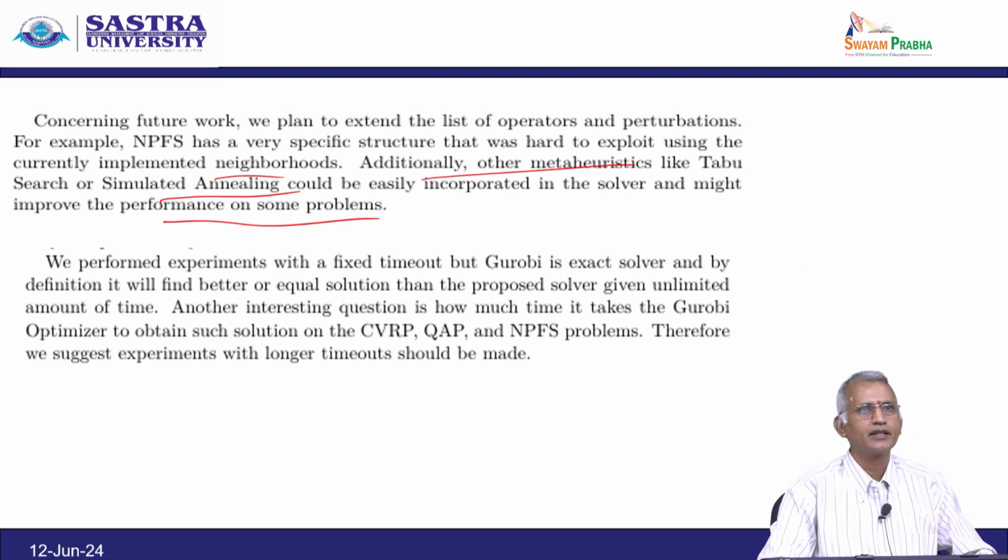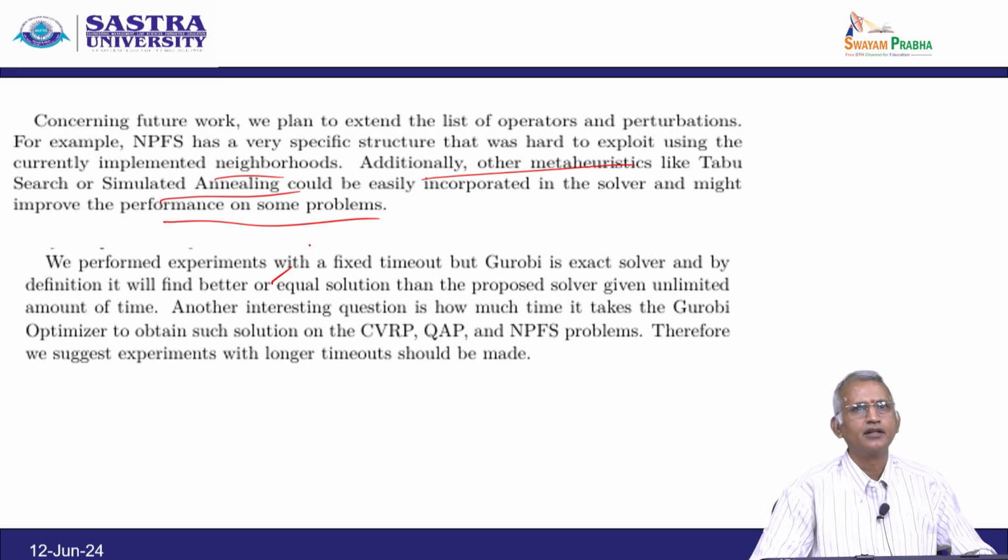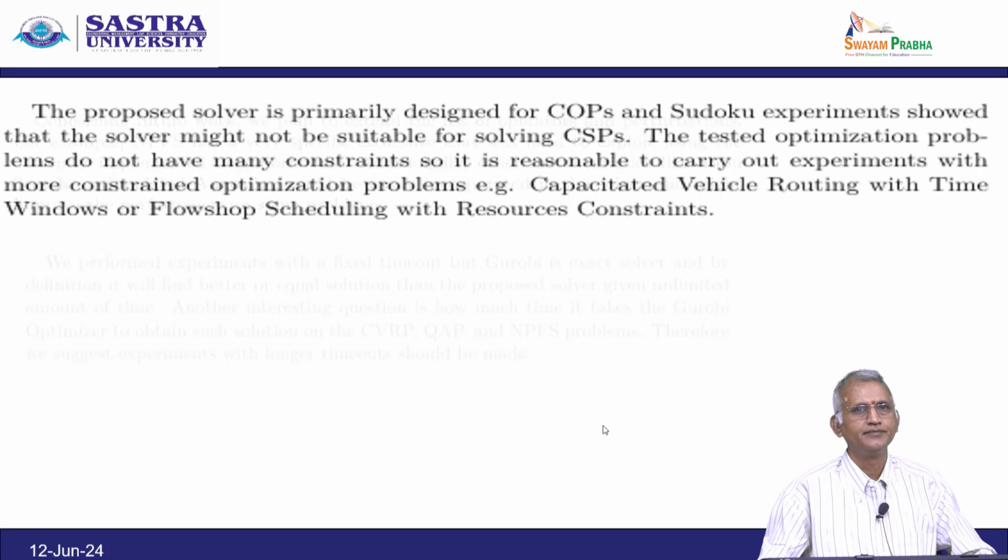We performed the experiment with a fixed timeout. Gurobi is an exact solver, and by definition it will find a better or equal solution than the proposed solver given an unlimited amount of time. So, another interesting question is how much time it takes the Gurobi optimizer to obtain such a solution on CVRP, QAP and NPFS problems. Therefore, we suggest experiments with a longer timeout should be made.